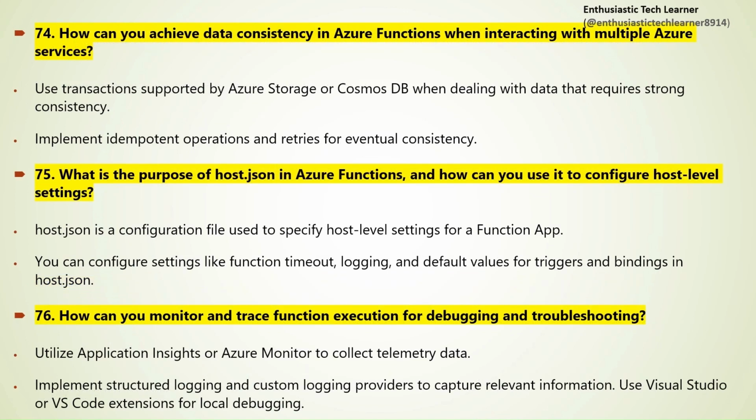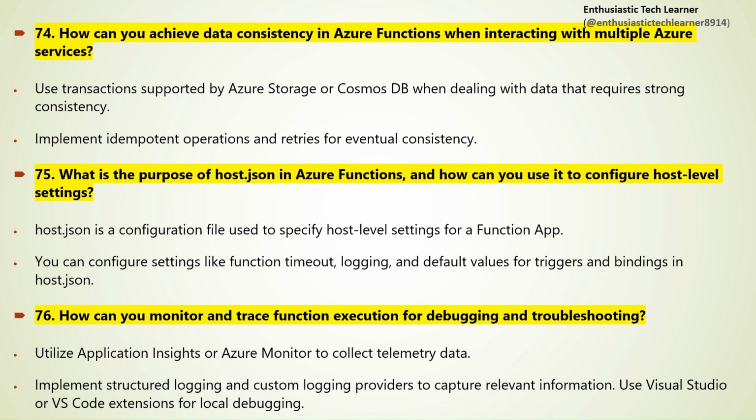How can you achieve data consistency in Azure Functions when interacting with multiple Azure services? Use transactions supported by Azure Storage or Cosmos DB when dealing with data that requires strong consistency. Implement idempotent operations and retries for eventual consistency.